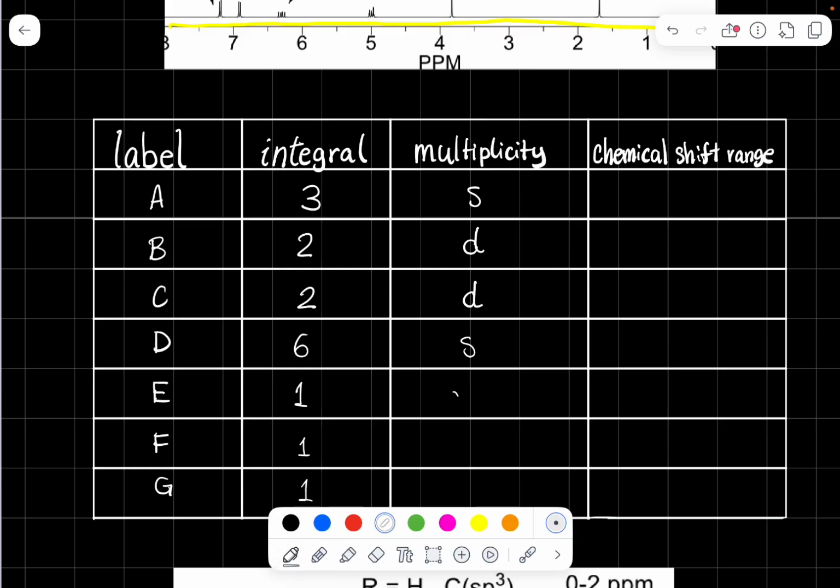So we write that down in shorthand as DD. Sorry, that's my cat.